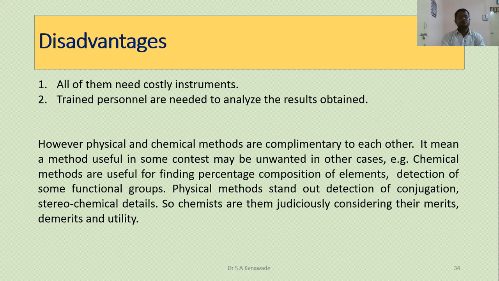Then, physical methods and chemical methods are complementary to each other. It means a method useful in some contexts may be unwanted in other cases. For example, chemical methods are useful for finding percentage composition of elements and detection of some functional groups. Physical methods stand out in detection of conjugation and stereochemical details. So chemists use them jointly with each other for their merits and some demerits.